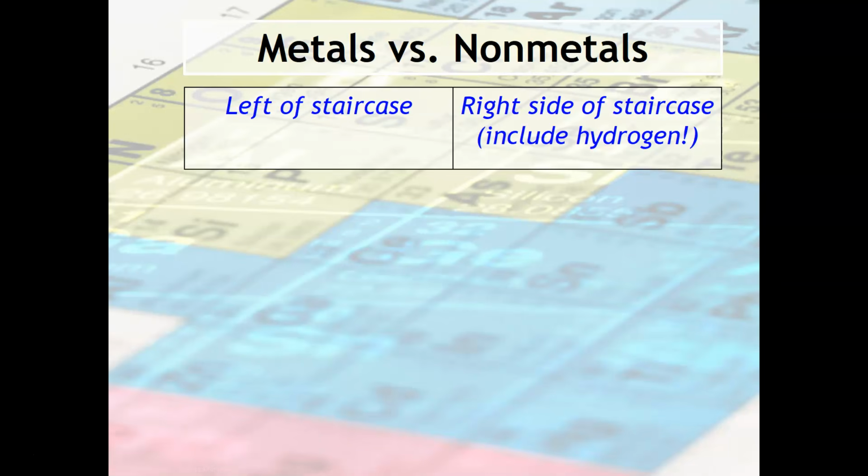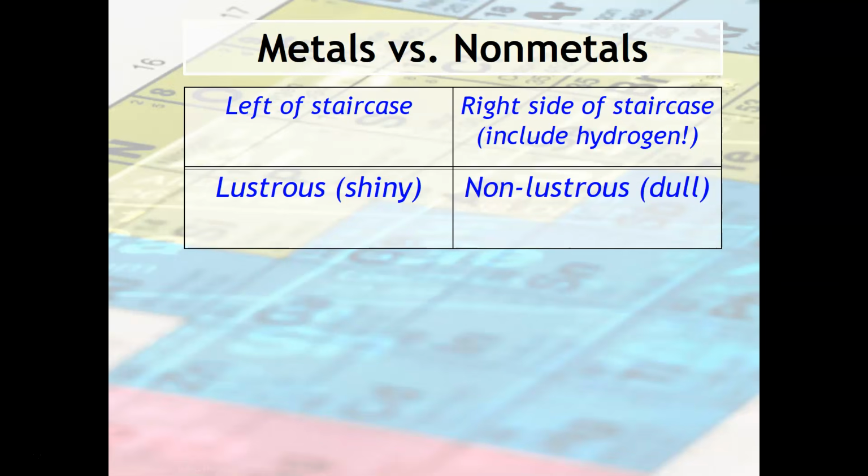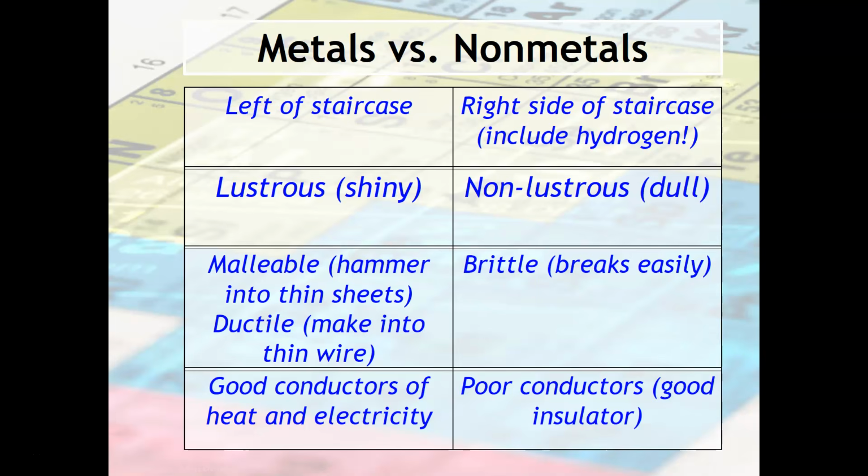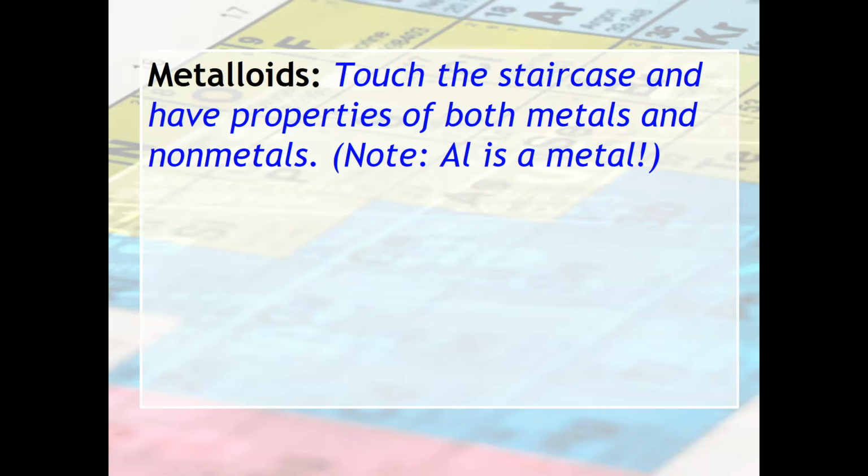So here are some properties of metals versus nonmetals. Metals are located, as I mentioned, on the left of the staircase. Nonmetals are on the right. Metals are lustrous or shiny, whereas nonmetals are non-lustrous or dull. Metals are also malleable and ductile, which basically means that you could change their shapes really easily. But if you try to change the shape of a nonmetal, it breaks, and so nonmetals are often referred to as brittle. And finally, you probably know this, but metals are good conductors of heat and electricity, but nonmetals are poor conductors, and they are good insulators.